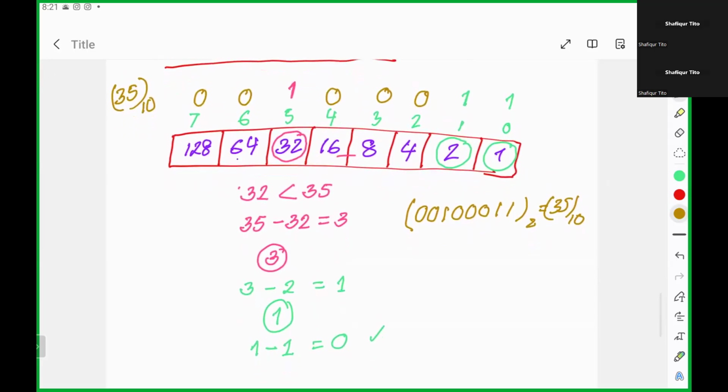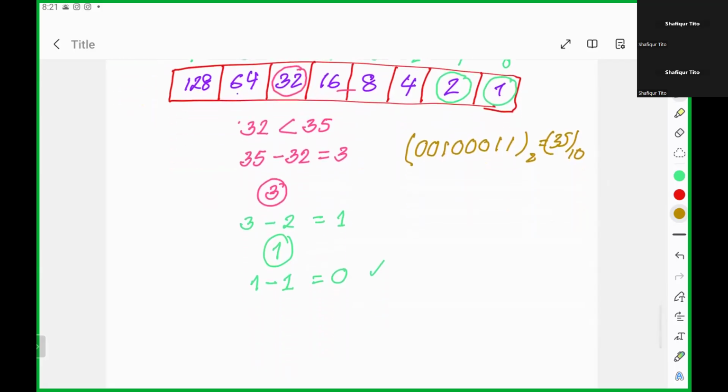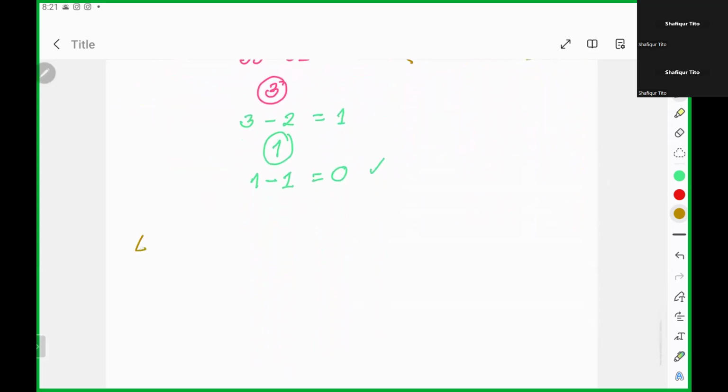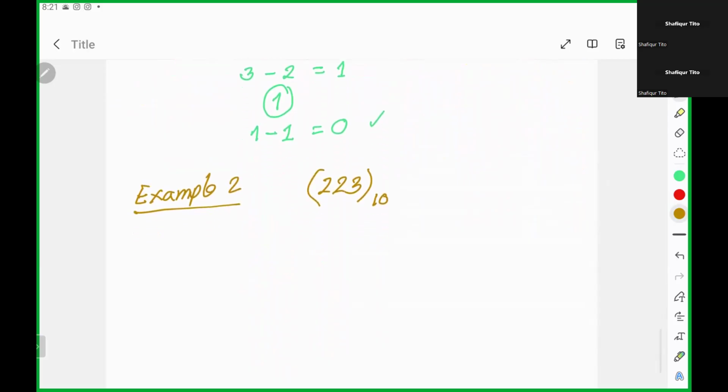So we'll do one more problem from our example. Let us do one more with a higher number. We will start with example 2. The number we are talking about is 223, base 10. So we will do it again. You can write down your table.